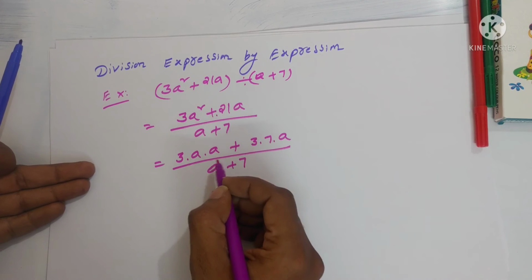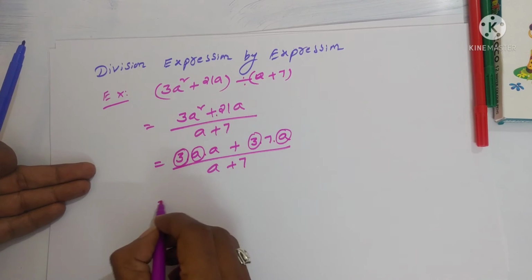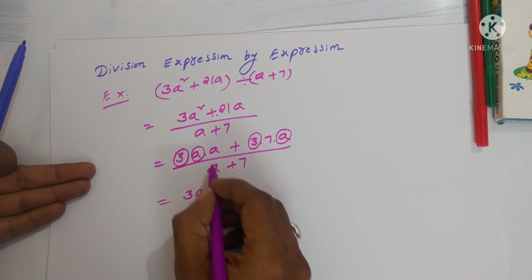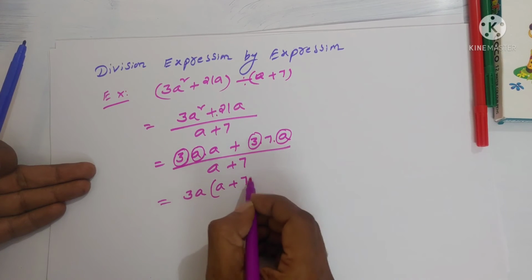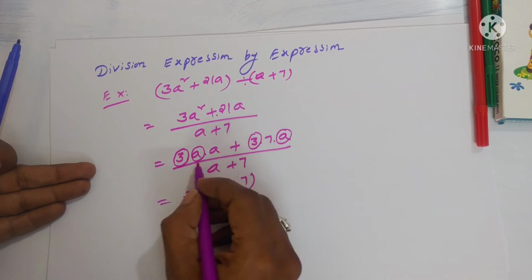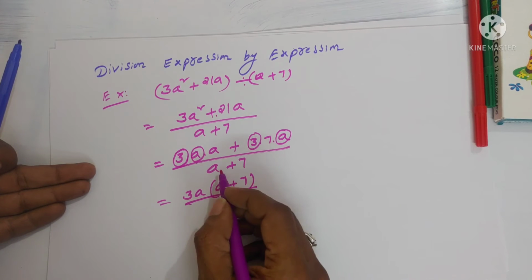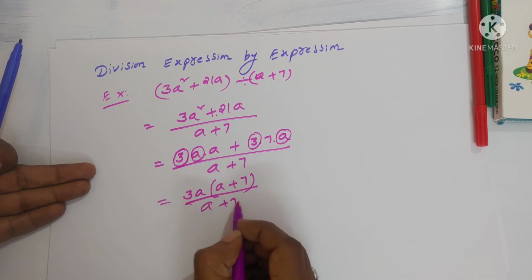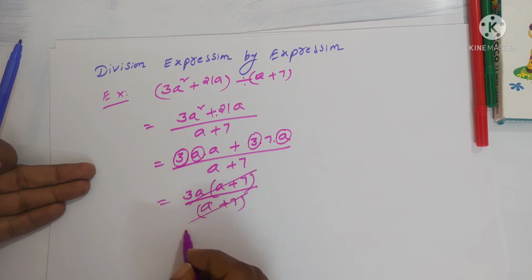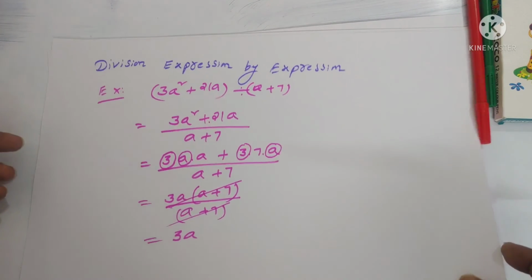Simple sum now, so no need to do it separately. So here again 3a is a common factor. So that previous method is also applied here. So what is the method? Method of common factors. So that only we are applying here. 3 is the common term in both of these terms. So 3a is taken outside, and a plus 7 is the remaining factor. Here a plus 7 is the denominator, so then we can cancel out this a plus 7. Then we get the simple answer 3a. Okay children, so in this way you can learn division of an expression by another expression.